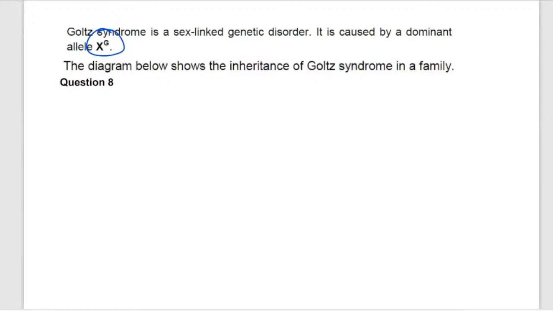But now let's go to the next part. Guys, the problem comes in when it is caused by a dominant allele. Let's look at it. Whether the syndrome is sex-linked, they have talked about it, but it's caused by a dominant allele. The diagram below shows this syndrome in the family.